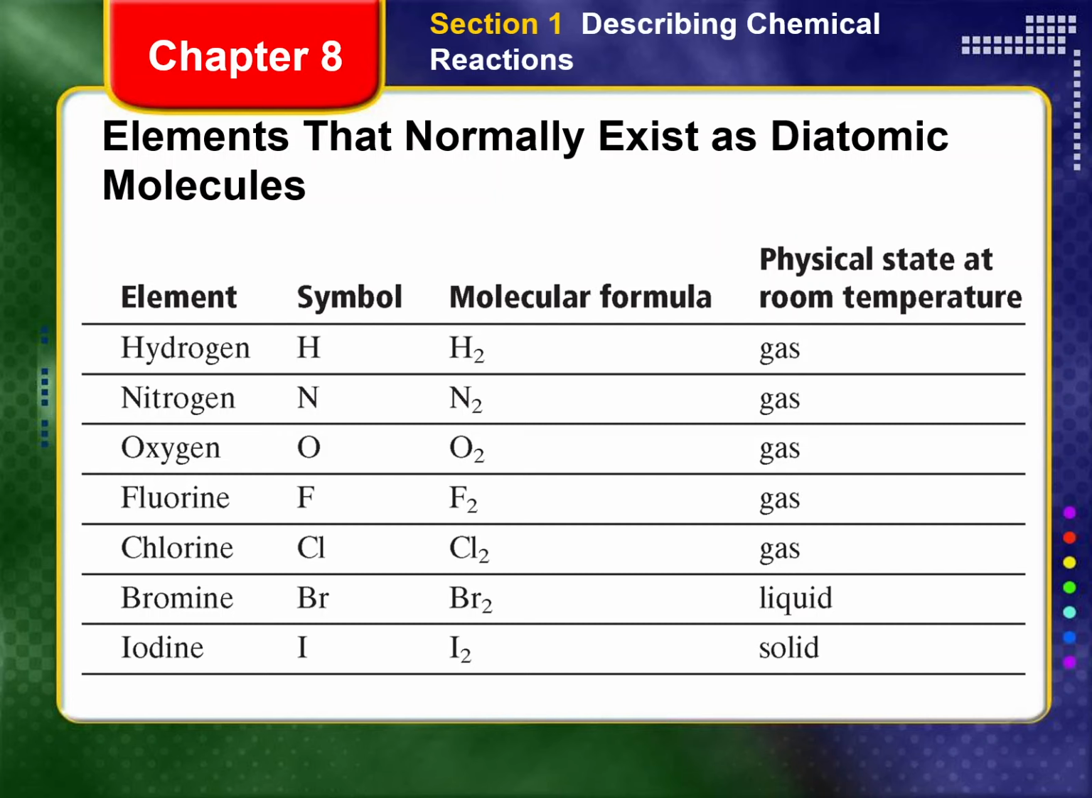Two exceptions to this rule are sulfur, which is usually written S8, and phosphorus, which is usually written P4. In these cases, the formulas reflect each element's unique atomic arrangement in its natural state.